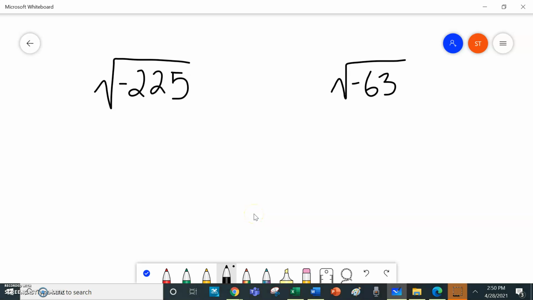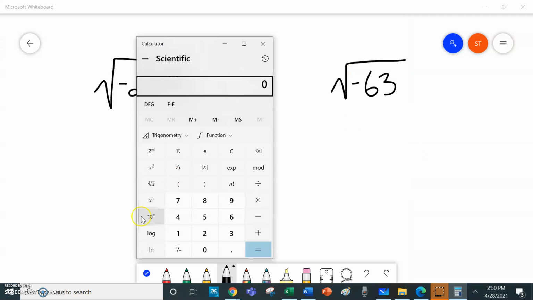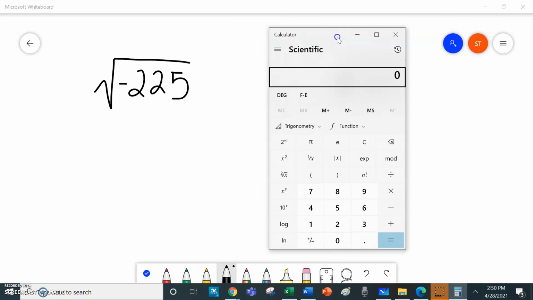In this video, I'm going to show you how to simplify the square roots of negative numbers. So our first practice problem, we have the square root of negative 225. The first thing you want to do when you're simplifying square roots of negative numbers is to determine whether or not you have a perfect square.